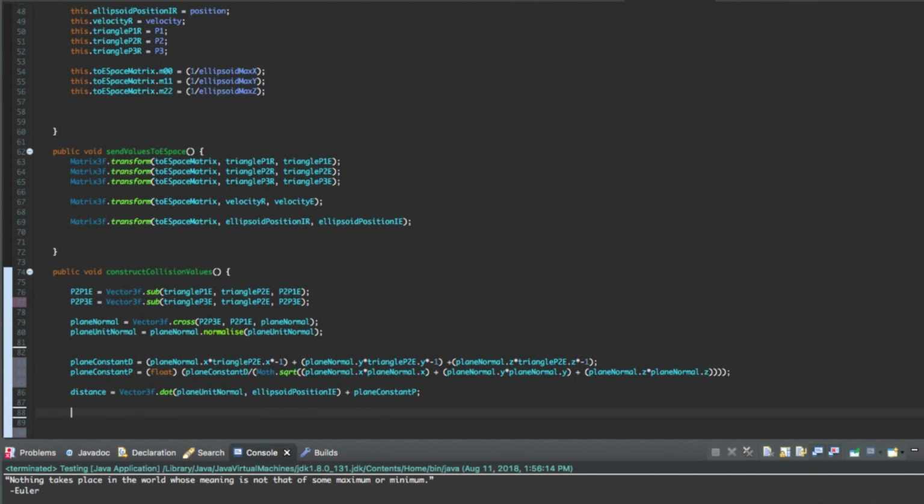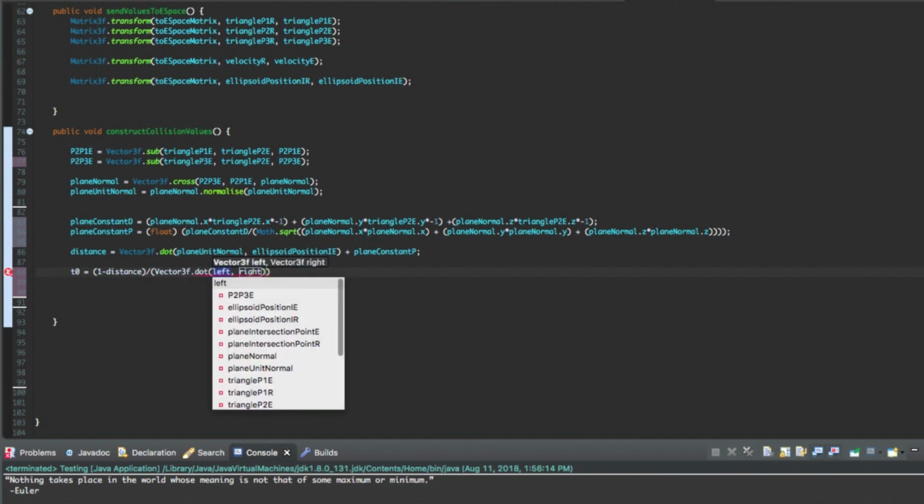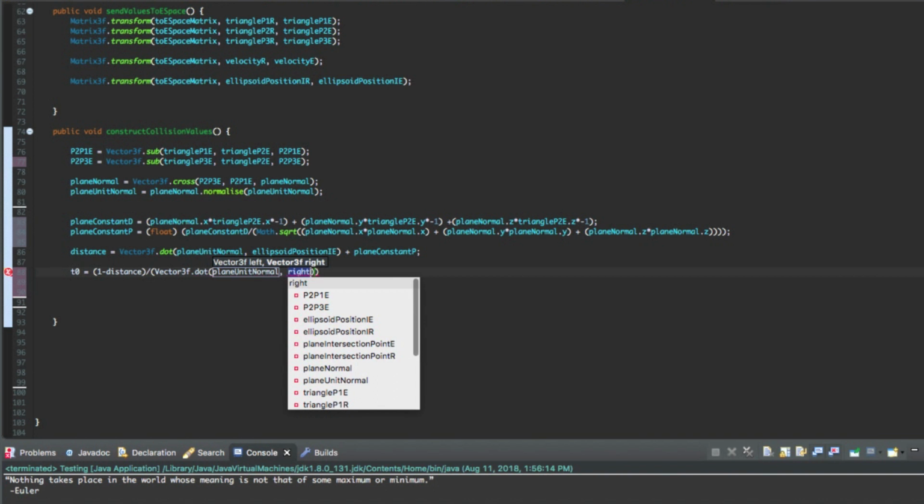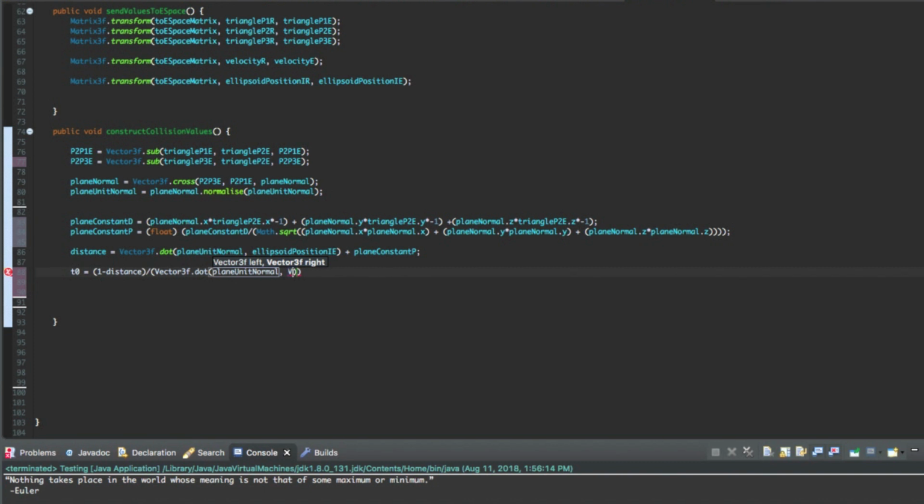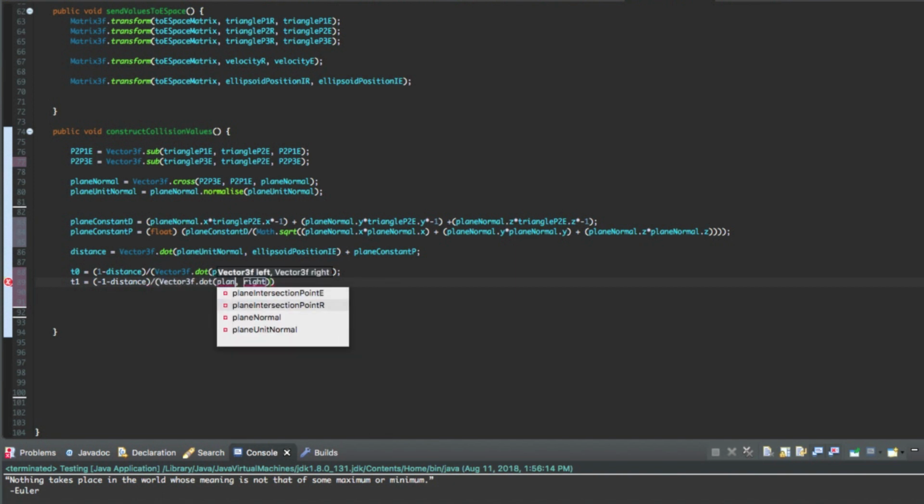So now we can find the times at which the distance is 1, and that will be t0, and we'll find the time at which the distance is -1, and that will be t1. So t0 is equal to 1 minus the distance divided by Vector3f dot dot, the dot product of the plane unit normal with the velocity E. And then t1 is very similar, it's just -1 minus the distance divided by the exact same thing, Vector3f dot dot, plane unit normal and the velocity E.